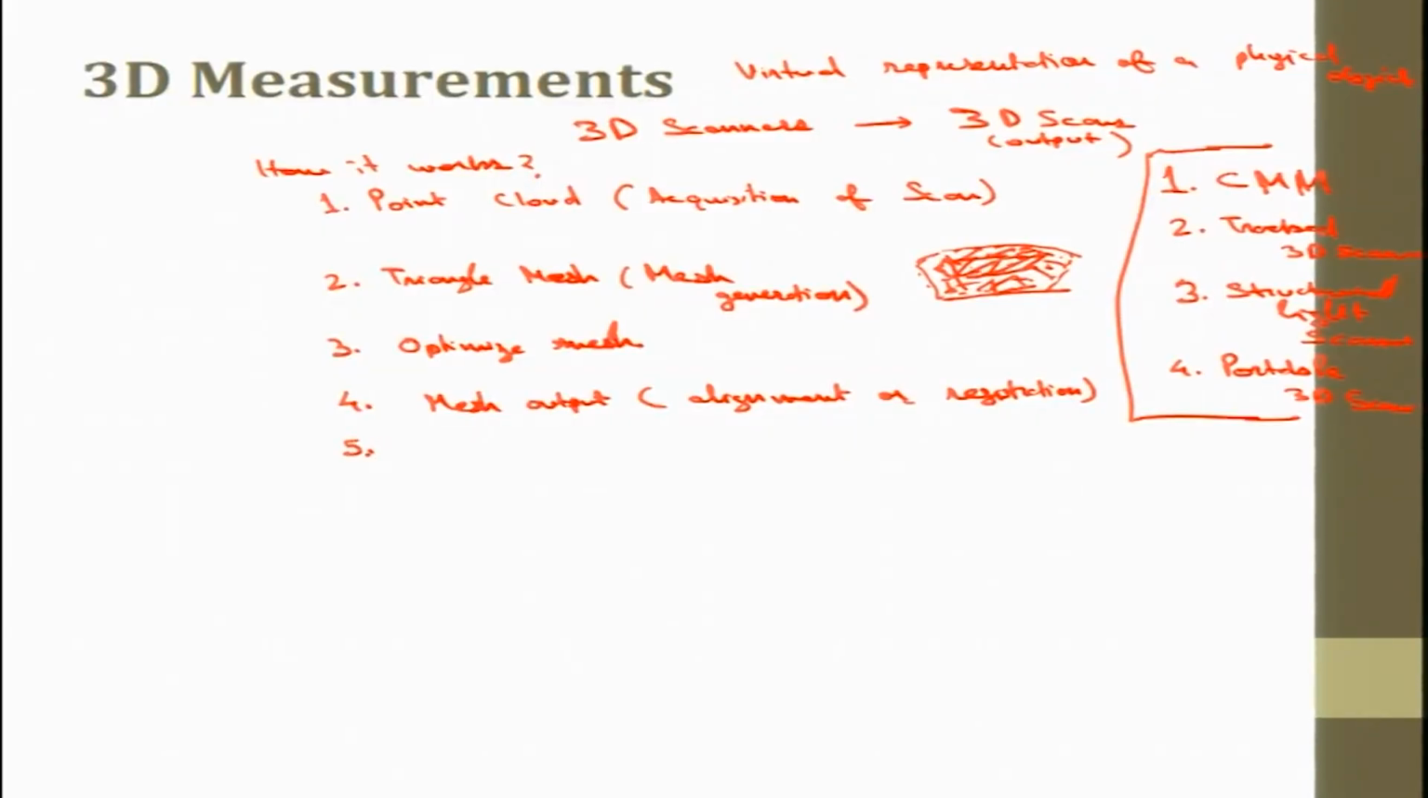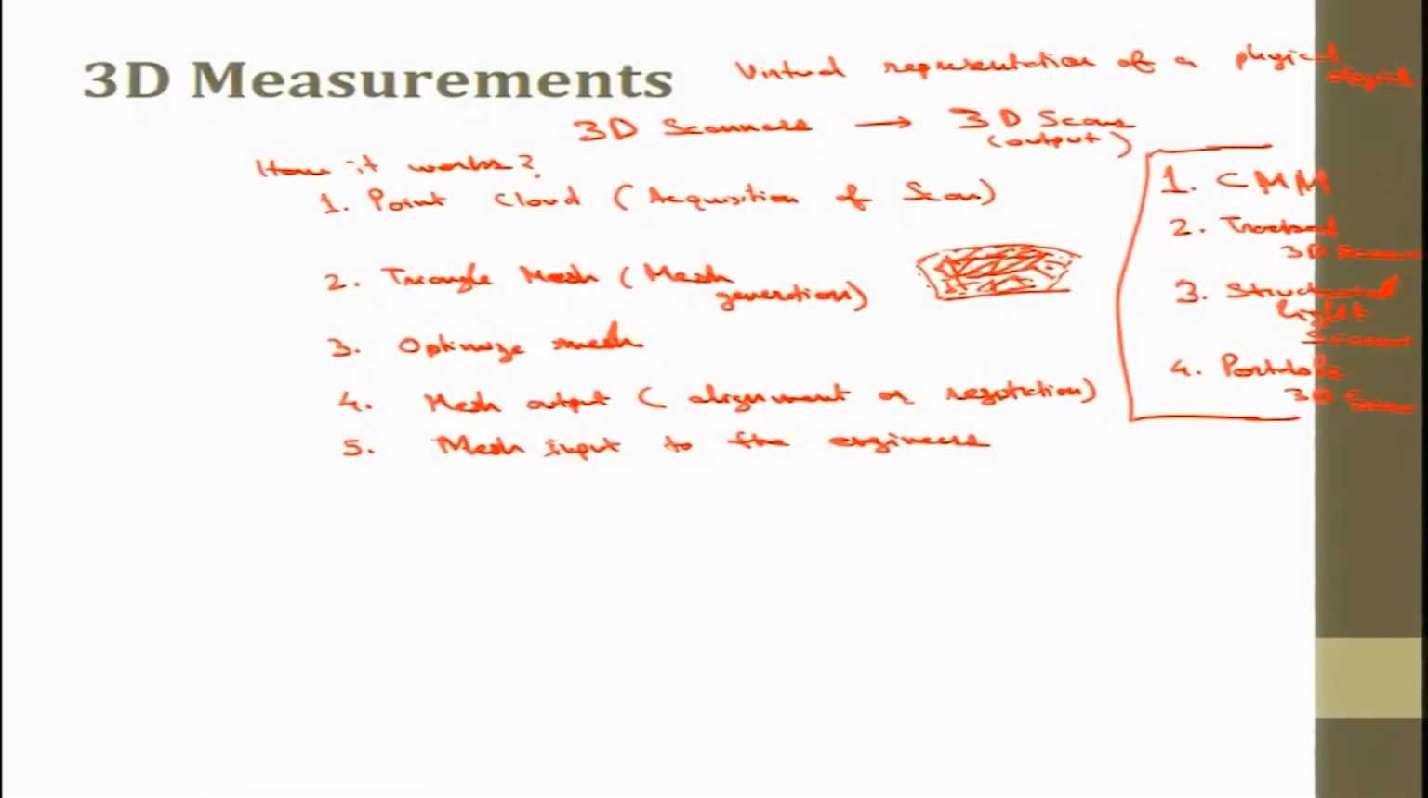So after that, mesh input to the engineer workflows. This mesh input goes to the engineers, and they can create a surface if they like out of that. They can create a solid model if they like. So these things can be created using this. This is the next step. So this mesh input goes to the engineers.